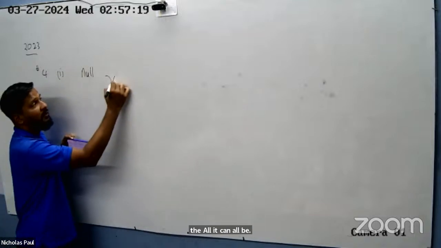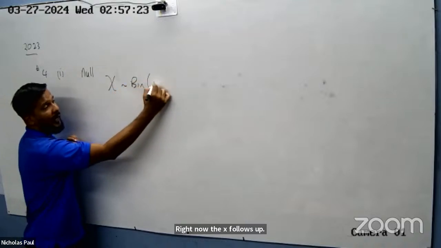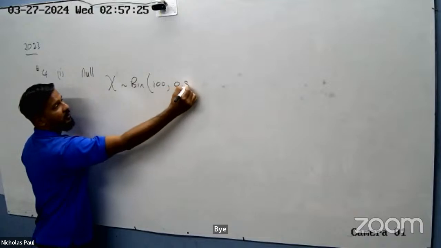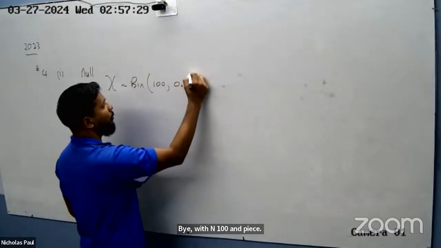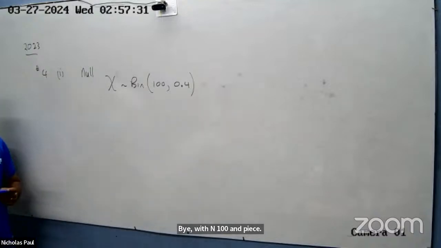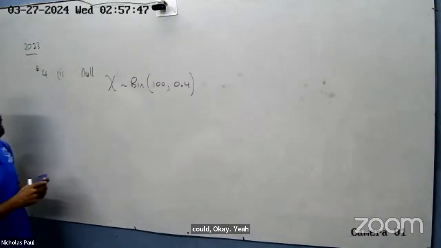X follows a binomial with n 100 and p 0.4. Or you could put it in words if you want. You can just say the distribution follows a binomial with p that and n that.